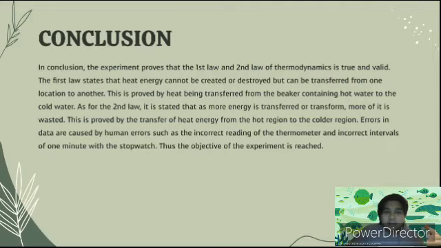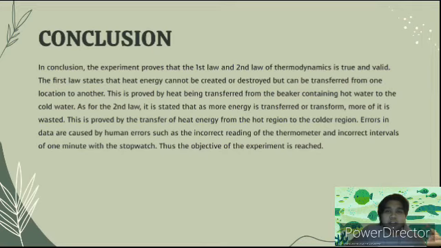In conclusion, the experiment proves that the first law and second law of thermodynamics are true and valid. The first law states that heat energy cannot be created or destroyed but can be transferred from one location to another. This is proved by heat being transferred from the beaker containing hot water to the cold water. As for the second law, it is stated that as more energy is transferred or transformed, more of it is wasted. This is proved by the transfer of heat energy from the hot region to the colder region.